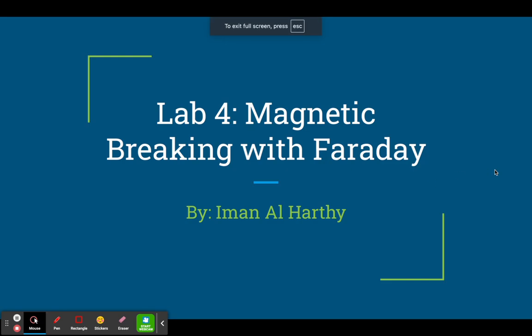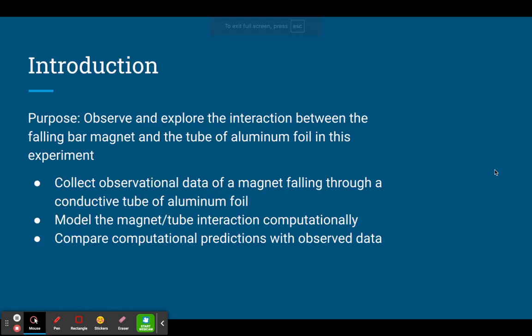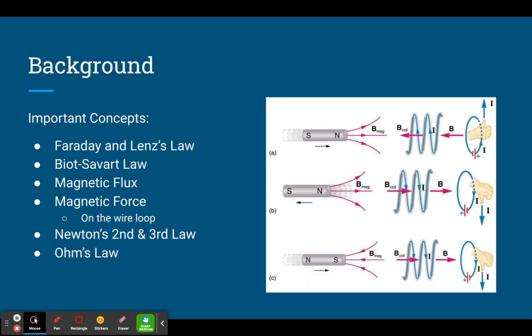Welcome to Lab 4, Magnetic Braking with Faraday. So the purpose of this lab is to observe and explore the interaction between the falling bar magnet and the tube of aluminum foil in this experiment. Through this experiment, we will collect observational data of a magnet falling through a conductive tube of aluminum foil. We will model the magnet-tube interaction computationally, and we will compare the computational predictions with observed data.